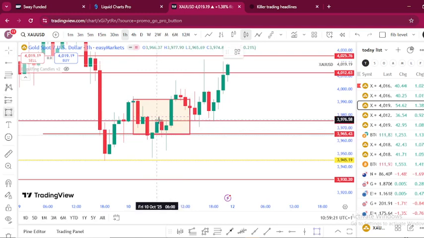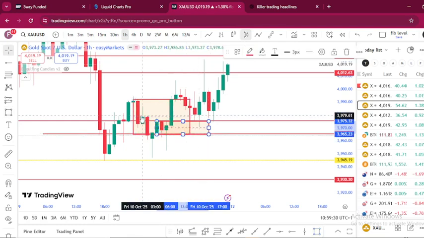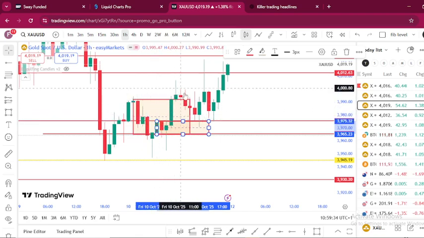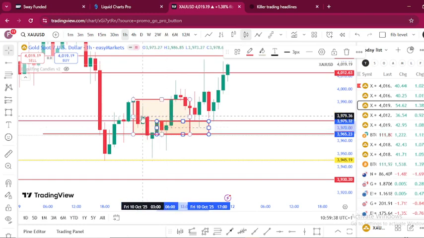So price has come, this is an engulfing within the box. This is an engulfing buy within the box. This was an engulfing fail, price has failed it, and so price is coming back. We need to come back into this failed and buy zone in order for you to take your entries.